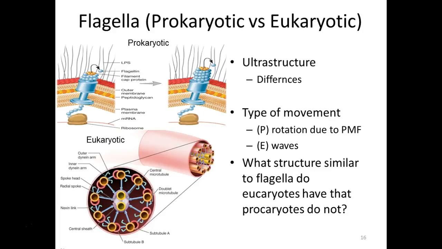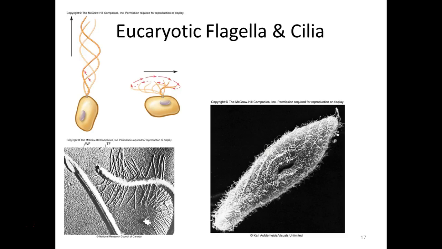So what structures similar to flagella do eukaryotes have that prokaryotes don't have? Cilia, right? And cilia are just shortened flagella. So here's a cute little paramecium, just covered in cilia. This is a flagellum right here, and this one is a little bit different. It's got additional proteins sticking out from it. Why would that be beneficial? Why would you want flagella with all these little hairs on it?